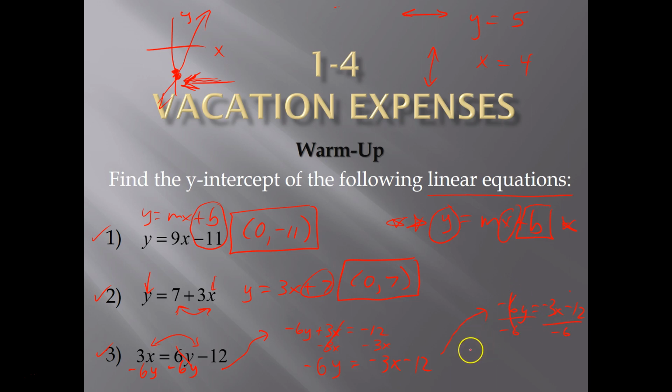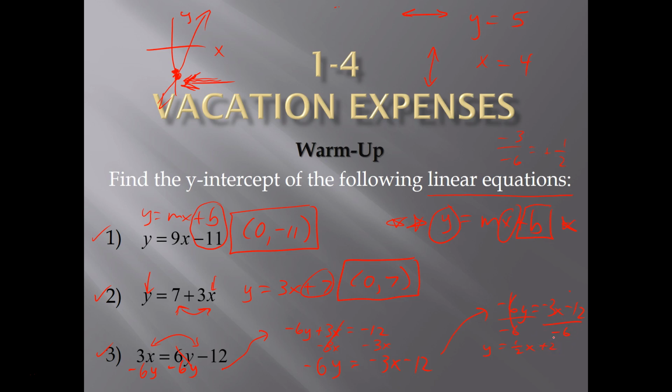And I get an equation that says y equals, now I have a negative 3x over a negative 6. Well, negative 3 over negative 6, negative over negative turns positive, and 3 over 6 reduces down to 1/2. So that's 1/2 x. And then I also have the negative 12 being divided by negative 6. Well, negative 12 divided by negative 6 is positive 2.